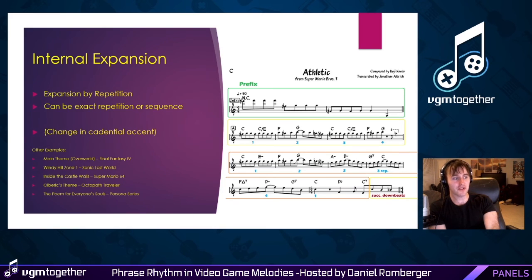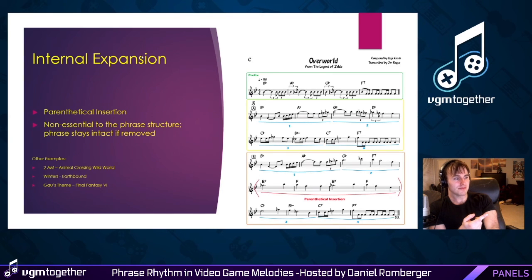And yeah, you can find a lot of this kind of stuff in Octopath Traveler. Parenthetical insertions as well. I'll make the point about parenthetical insertions as well: even though they aren't really integral to the phrase structure, they still do enhance the music, and they still do provide function in service of the melodies that you're finding. Phrase rhythm expansions, both externally and internally, are ways of creating interest and variation in a melody. If there's anything that I have to take away, it's that.